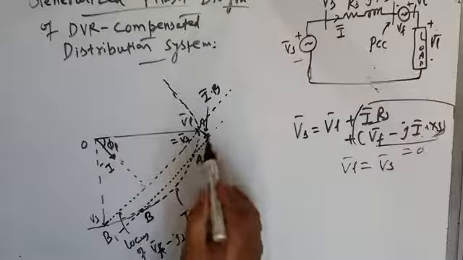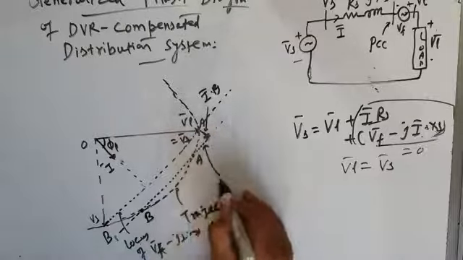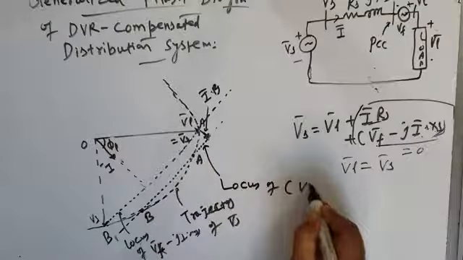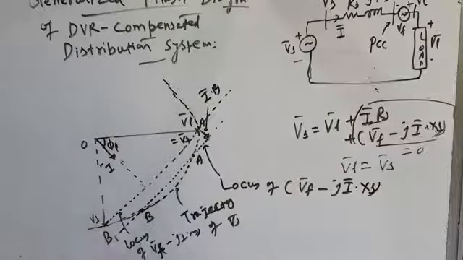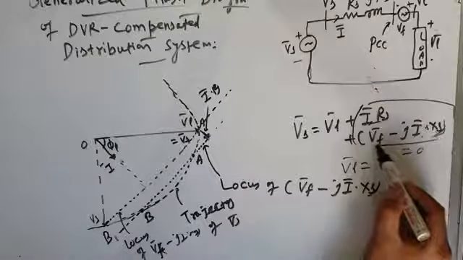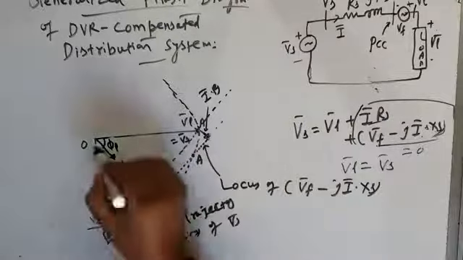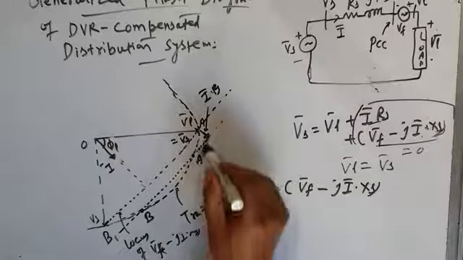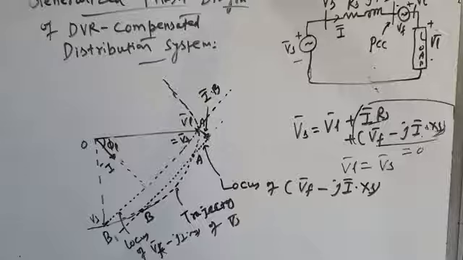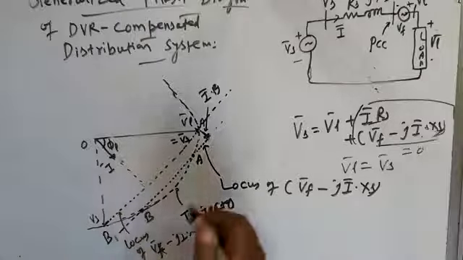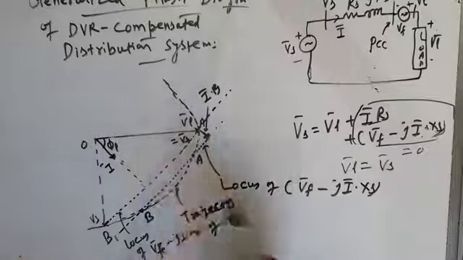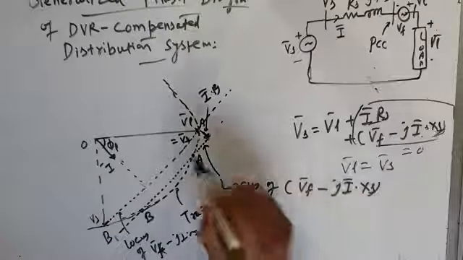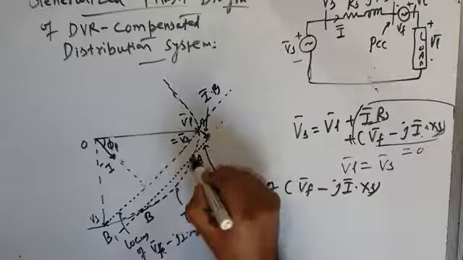So that means when it is touching, what is this basically? Let me write it again. It is the locus of Vf minus jI into Xs. It is reactive voltage drop minus DVR injected voltage, and it should be at 90 degrees to current. So the DVR injected voltage is at 90 degrees to current, so that it's reactive power. DVR injects reactive power only. It does not inject active power. Okay. Now this locus of Vf minus jI into Xs touches the trajectory of Vs at two points A and B.